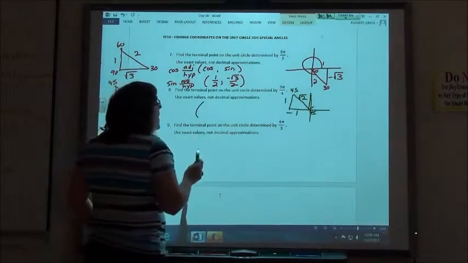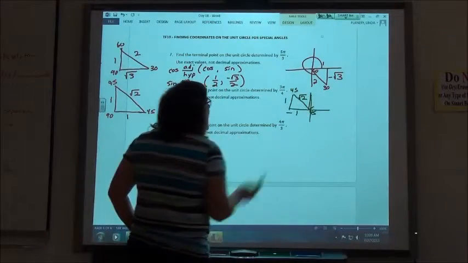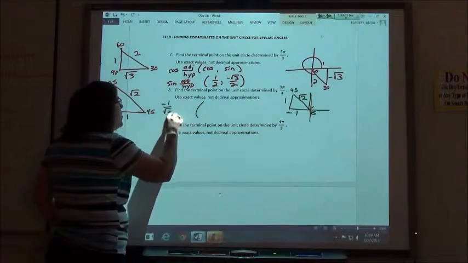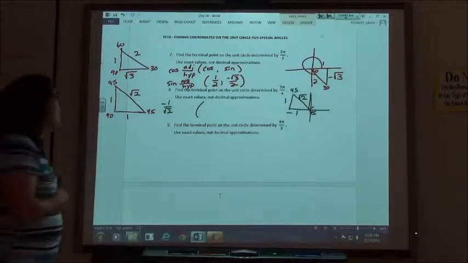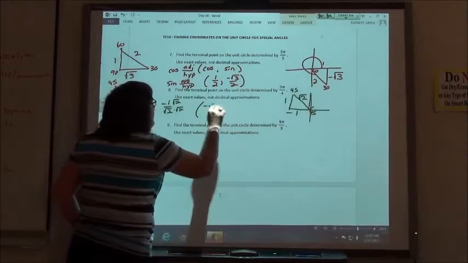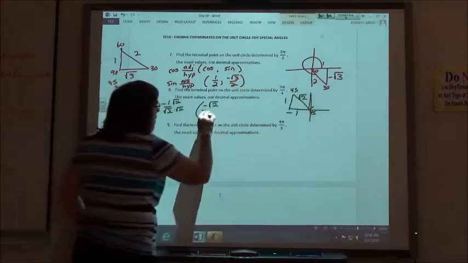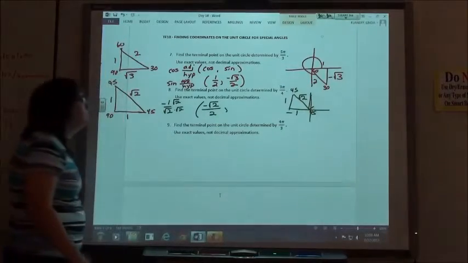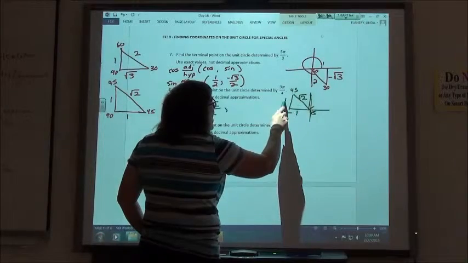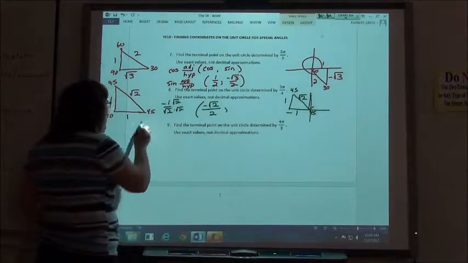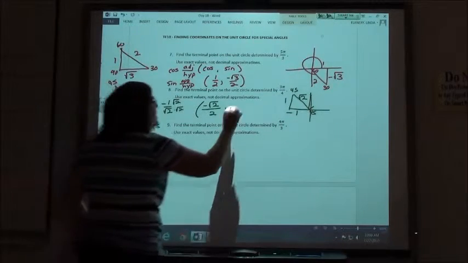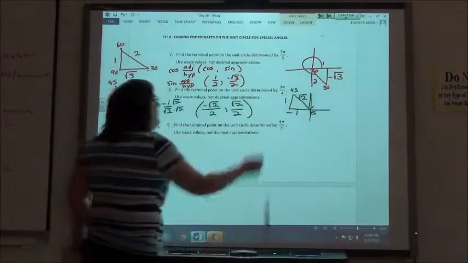So cosine, my adjacent over my hypotenuse. If I have to do my adjacent over my hypotenuse, I'm going to get 1 over the square root of 2, and of course I'd want to rationalize that denominator by multiplying by the square root of 2 over the square root of 2. So I get negative square root of 2 over the square root of 4, which is just a plain 2. My sine is going to be similar to that, but it's going to be a positive 1 over the square root of 2. And if I have 1 over the square root of 2, again, I have to rationalize that, so I get a positive square root of 2 over 2.